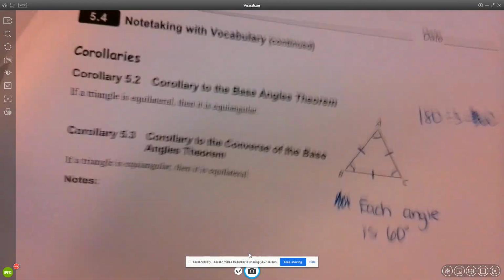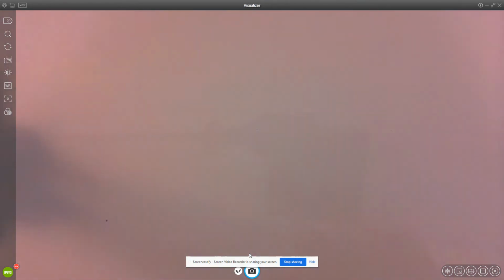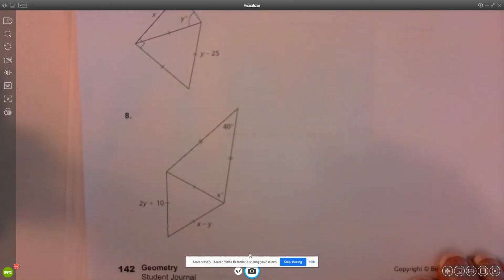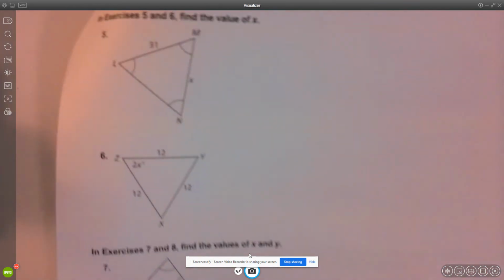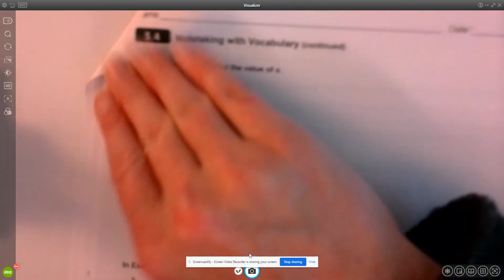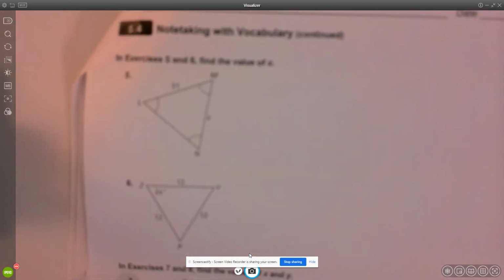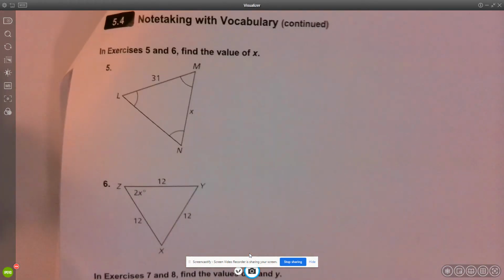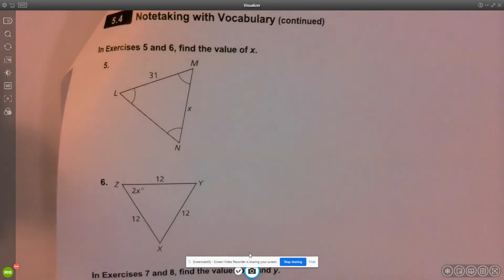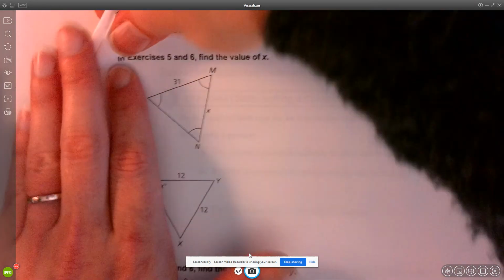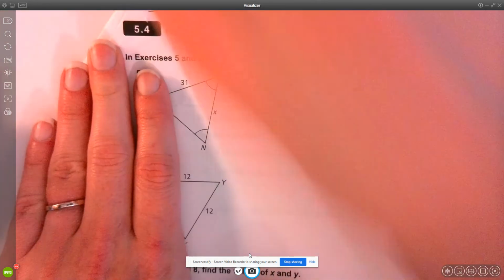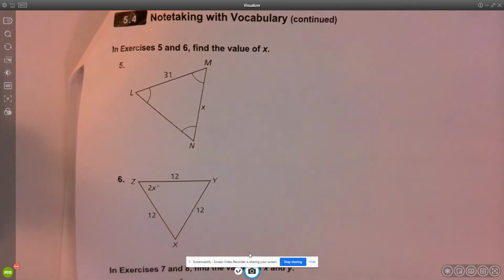Go ahead and turn the page to 142. And we're going to do number 5 and 6. In exercises 5 and 6, find the value of x. So our job is to solve and find x.